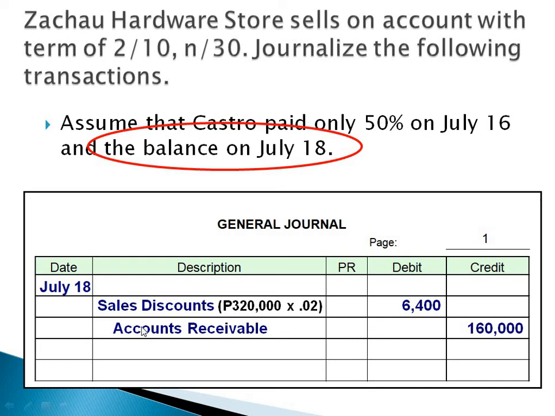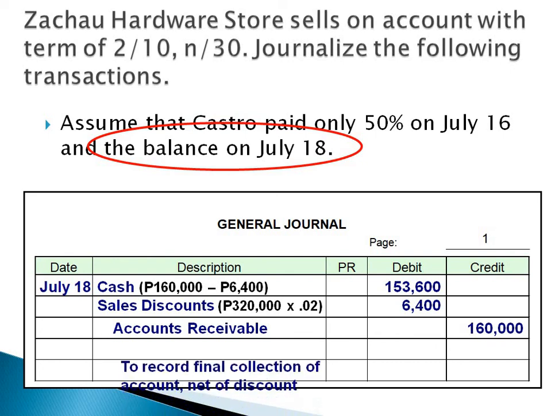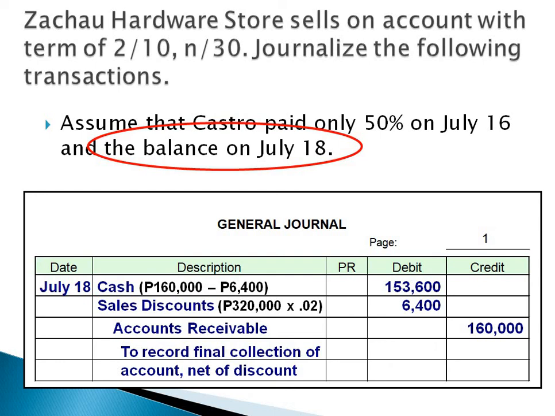Anyway, going back to this journal entry, what must be the other debit here? Cash, of course. But how much? 160,000 minus 6,400 equals 153,600. So that total debit would then be equal to the total credit. And finally, the explanation. To record final collection of account, net of discount.